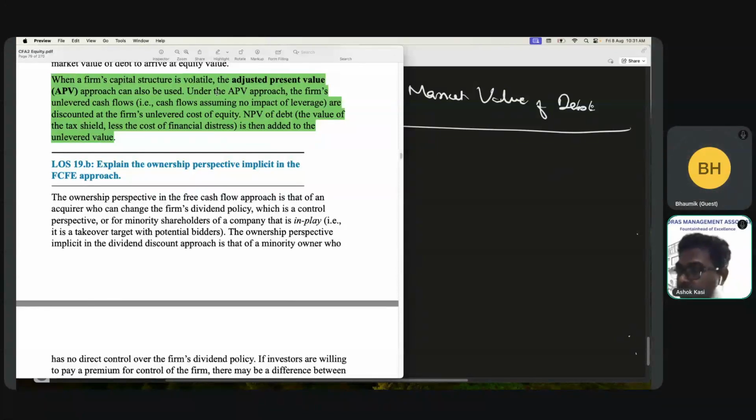Under that situation, under adjusted present value, the firm's unlevered cash flows, that means cash flows assuming no impact of leverage, are discounted at the firm's unlevered cost of equity. So the cash flows being discounted are as good as free cash flow to equity.